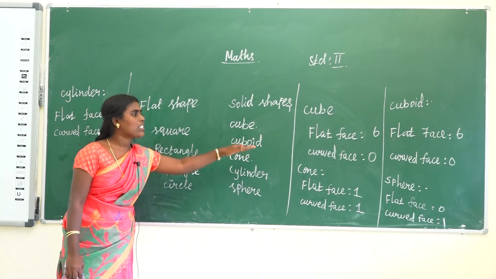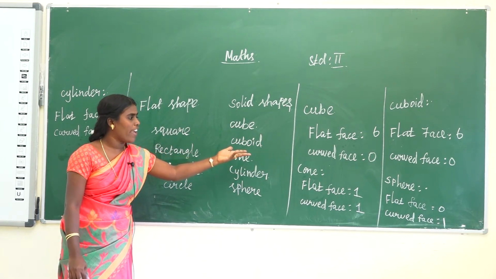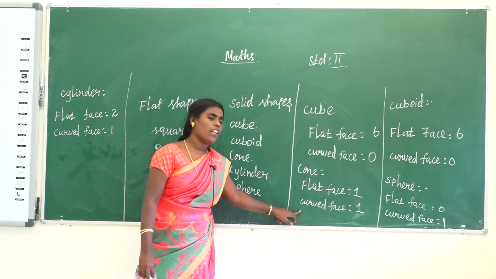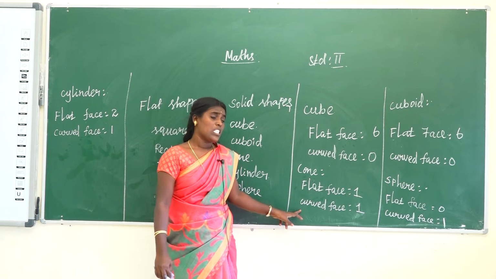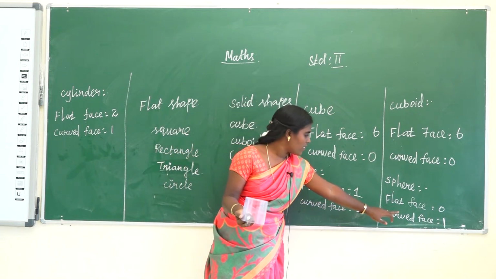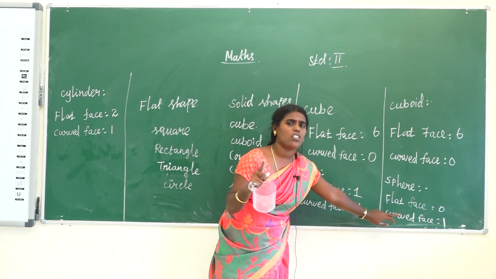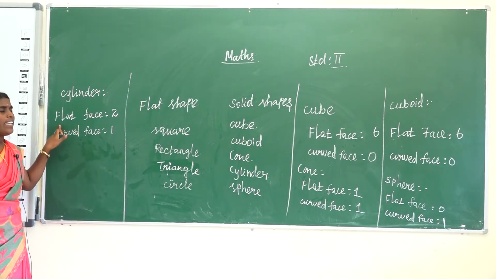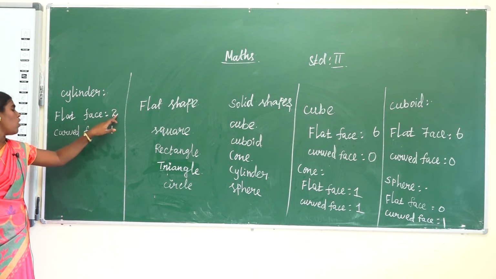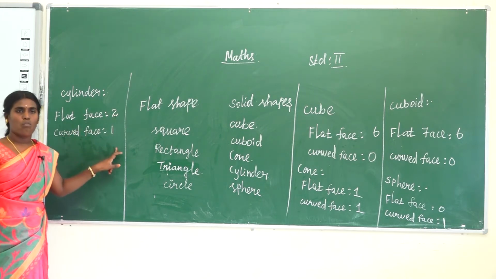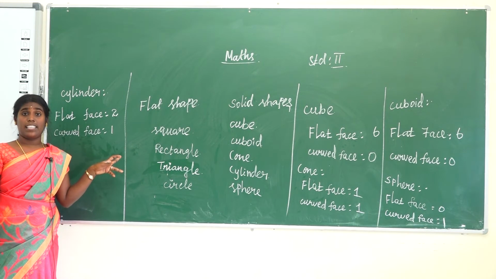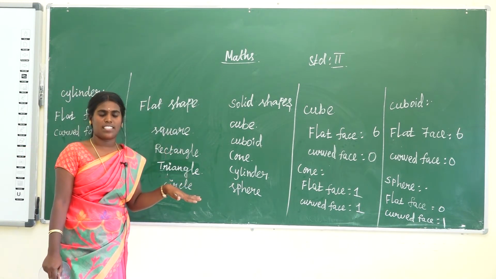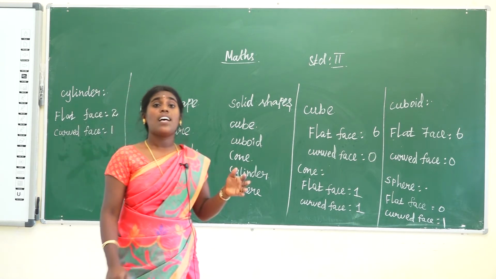So same thing, cube as well as cuboid: 6 flat faces, no curved face. Then cone has only one flat face and only one curved face. Sphere has no flat face, only one curved face. The next thing is cylinder. Cylinder has how many flat faces? 2. Then curved face is 1. Then next one is what now?